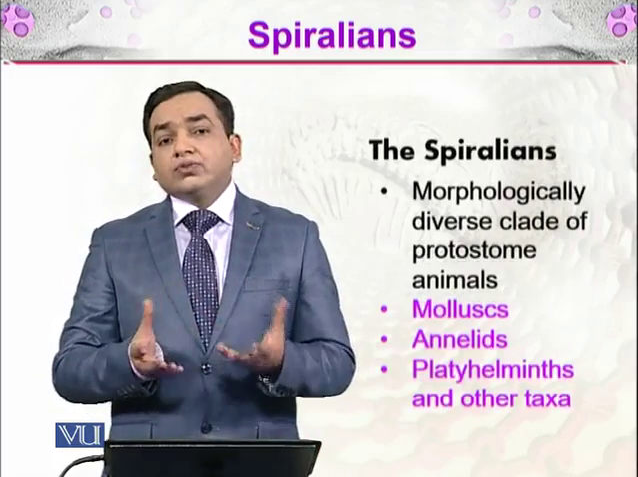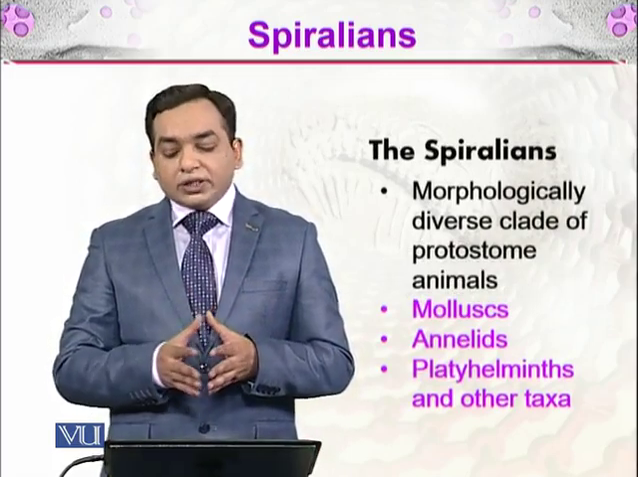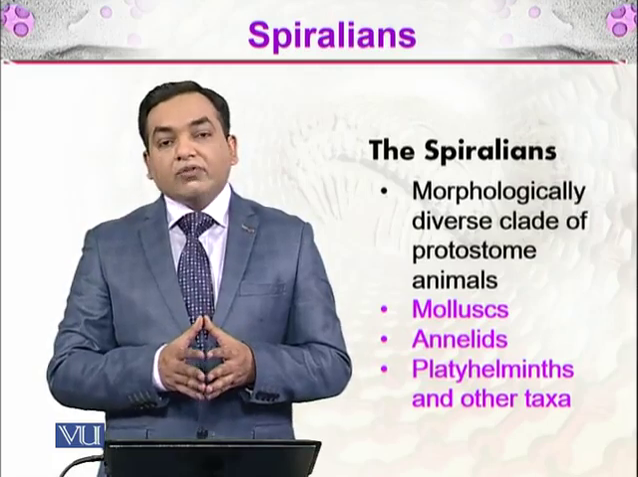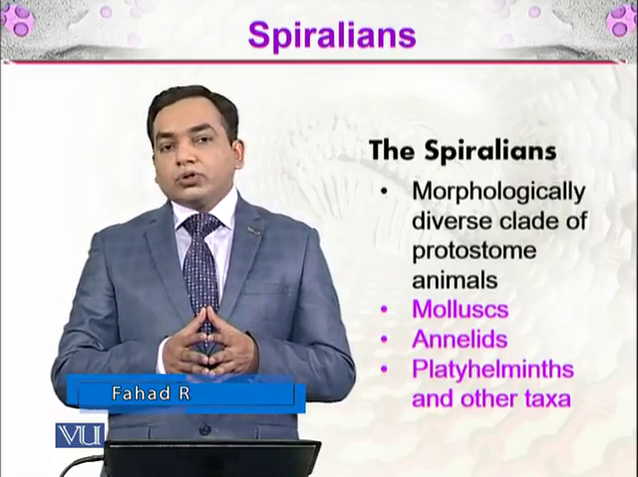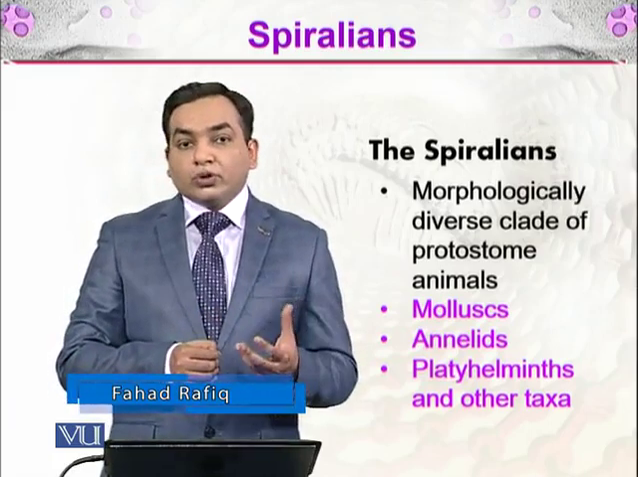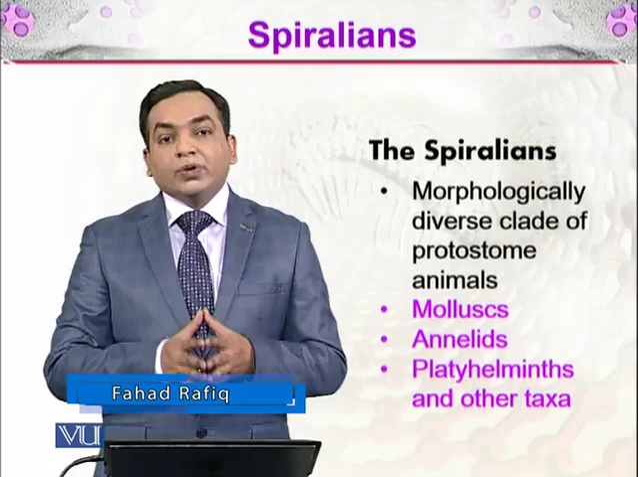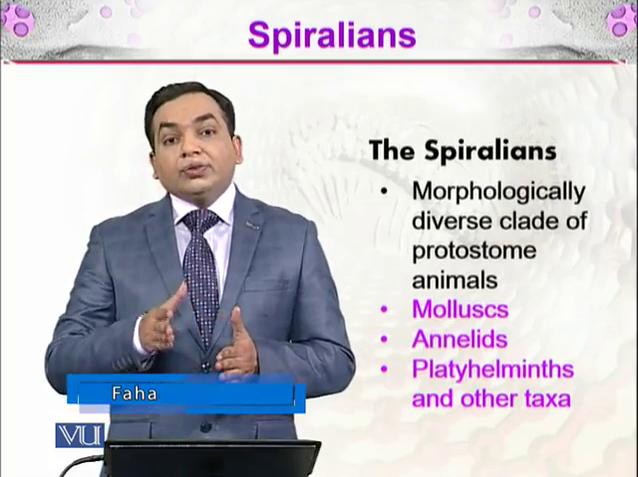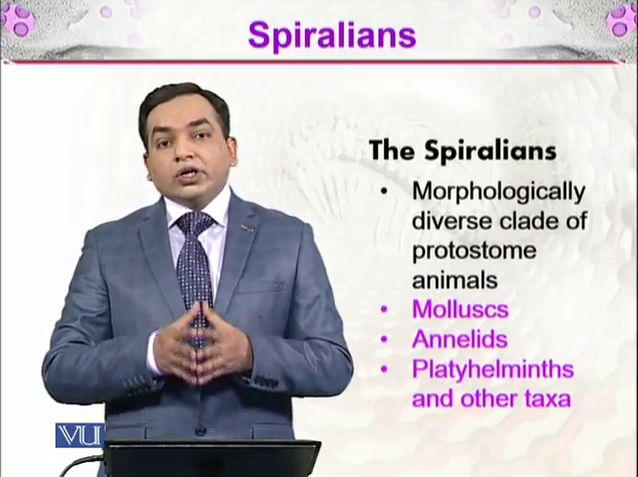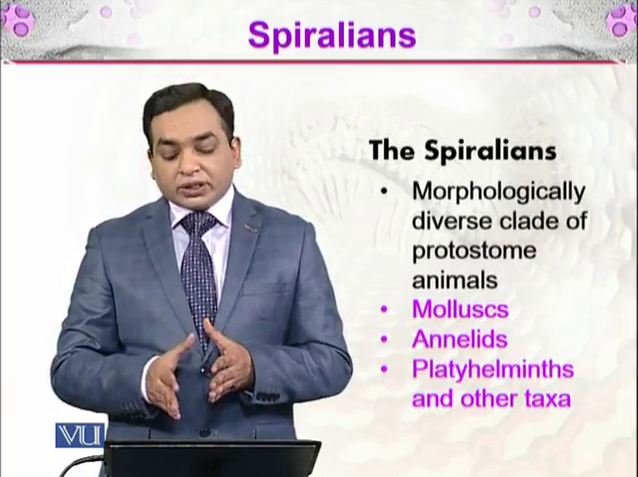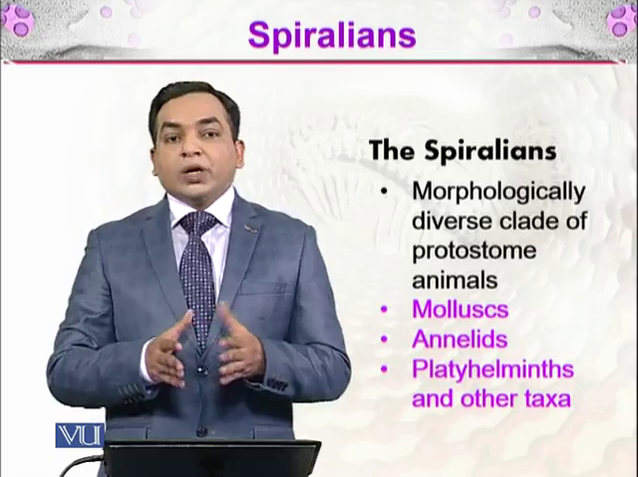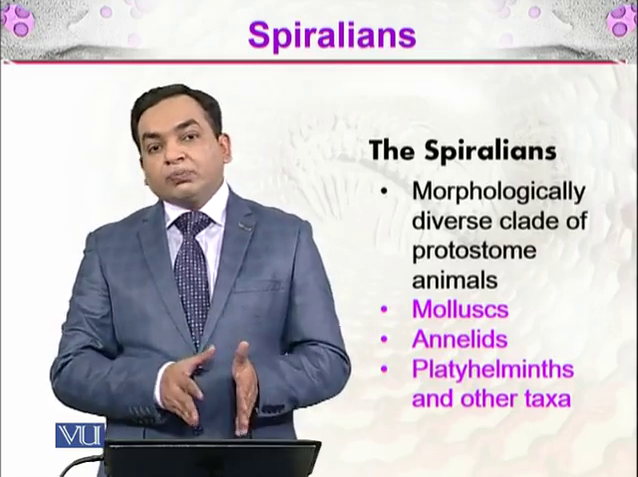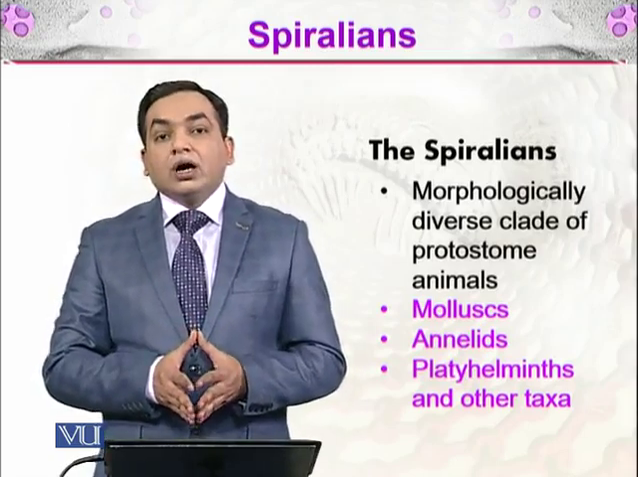So the spiralians, what are the spiralians? The spiralians are a morphologically diverse clade of protostome animals. We have discussed the protostome animals. What are the protostome animals? You can see the previous lectures about that. The organisms which are included here are the mollusks, annelids, and platyhelminthes, and all the other taxa, which may be a bit simpler or more complex than these animals.